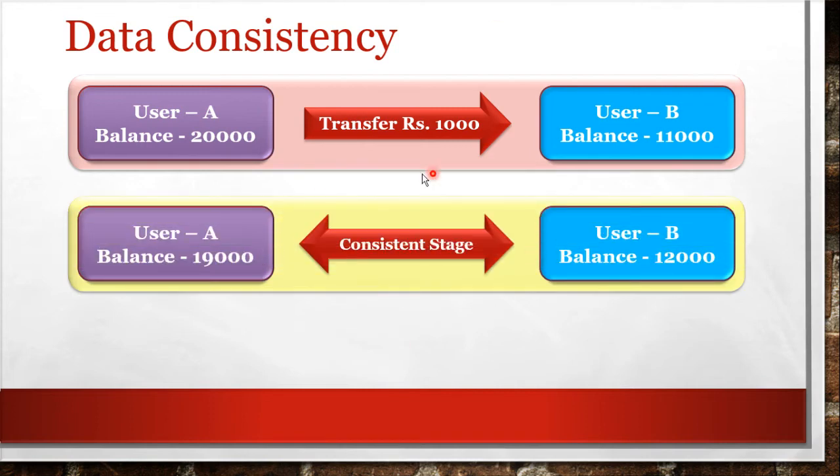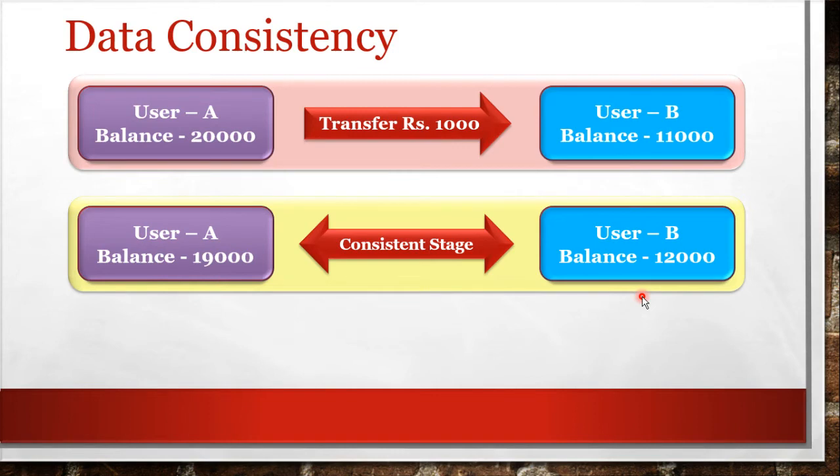Now, the consistent state of the database after this transaction will have user A with a balance of 19,000, because after the transfer 1,000 should be deducted from user A's account and deposited to user B's account. So if the database is left in a consistent state after the transaction is complete, then user A must have a balance of 19,000 and user B must have a balance of 12,000. This is the consistent state.